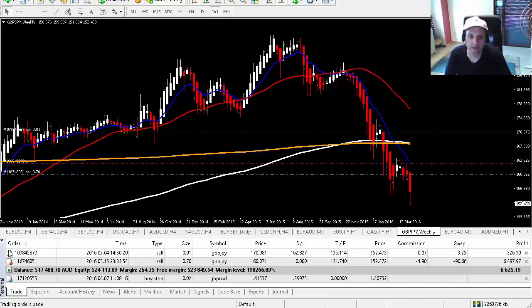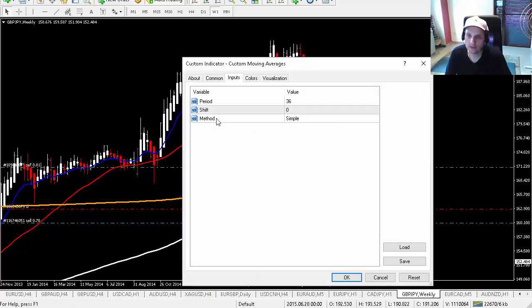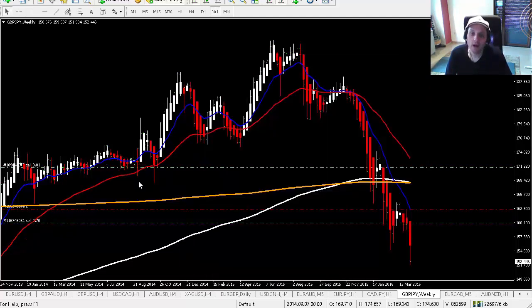Let me just explain. What we are using is a 36 EMA moving average. Now, we don't want a simple one, sorry, we actually want an exponential moving average. It was just a mistake. We also want the 12 exponential moving average. We want the 200 EMA and the 633.